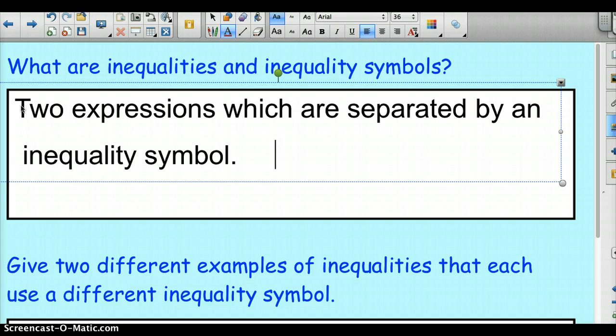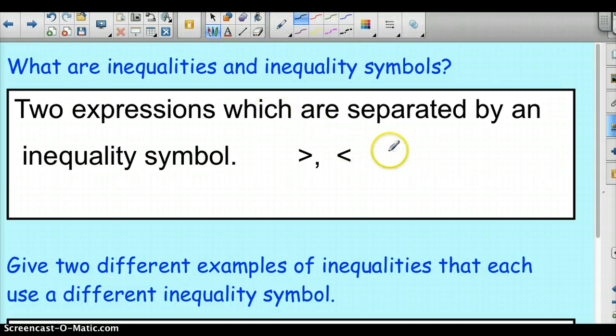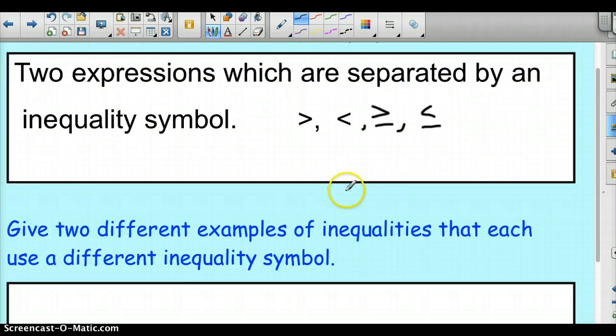Now you may ask what an inequality symbol is. Well, we have the greater than, we have the less than. Let's put commas in between those, make it a little prettier. We can also do the greater than or equal to, as well as the less than or equal to. So those are examples of inequality symbols.